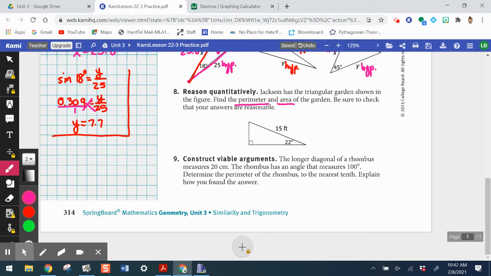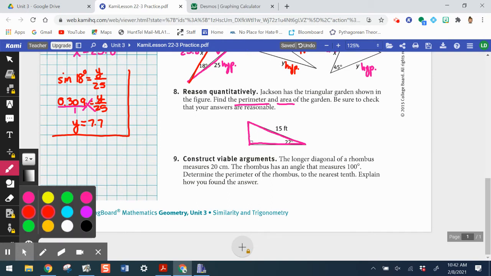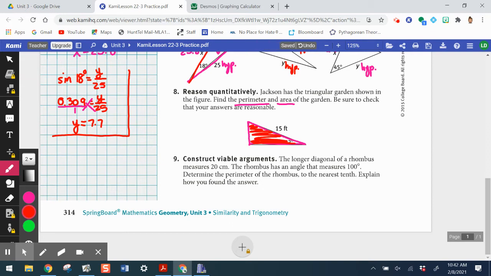Now, remember, perimeter is the total distance around a figure. So we need to find all three sides, and then area is the amount of space that the entire figure takes up. So two different things. Let's first start by finding the perimeter.